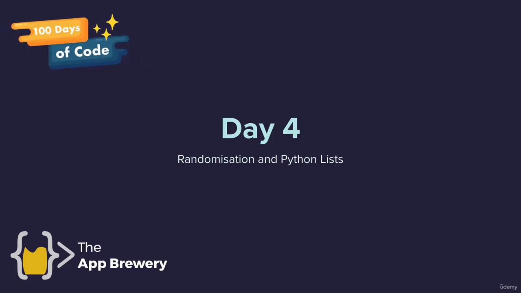Today is day 4 and we're going to be focusing on randomization in Python, and we're going to be learning about Python lists. Now, randomization in any sort of programming language is really useful because if we want to create a game, if we want our program to do something different each time, then we need to introduce a little bit of randomness, right? So we're going to be looking at using the random module in order to achieve this.